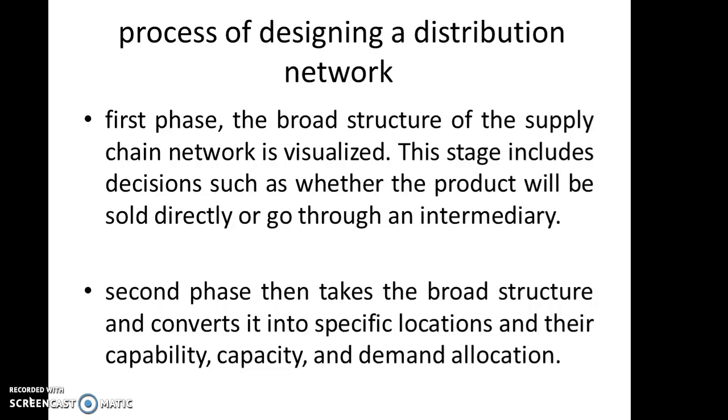So the second phase takes the input from the first phase and then it finds the specific locations and the capability, capacity and demand allocation for each location. Capability means to what extent the products can be moved and stored in a particular location. Capacity means the maximum extent to which the products can be stored at a particular time. And the demand allocation, of course, is the demand in the particular location. So all these factors are considered in the second phase. So designing a distribution network in a supply chain consists of two phases, as we have discussed now.